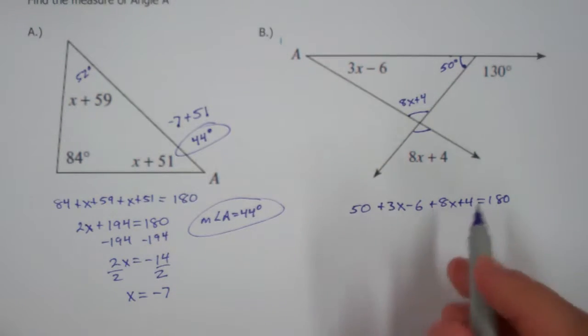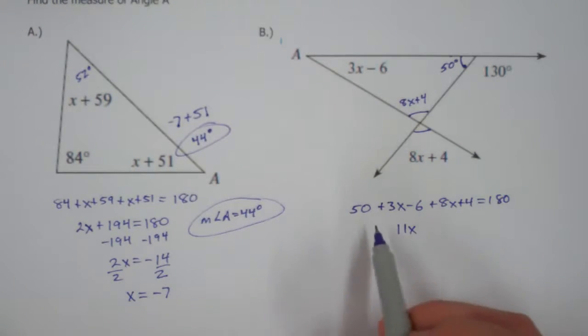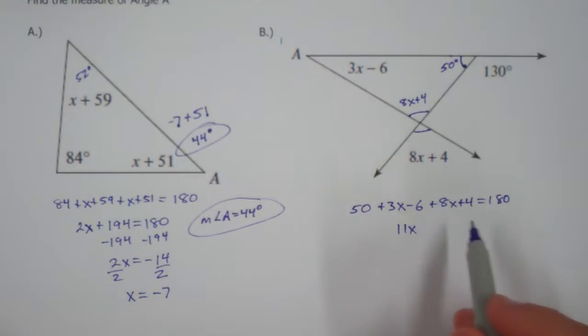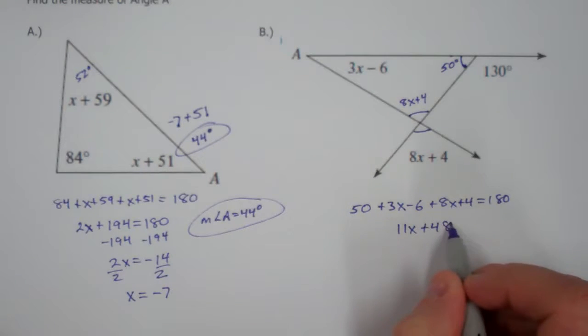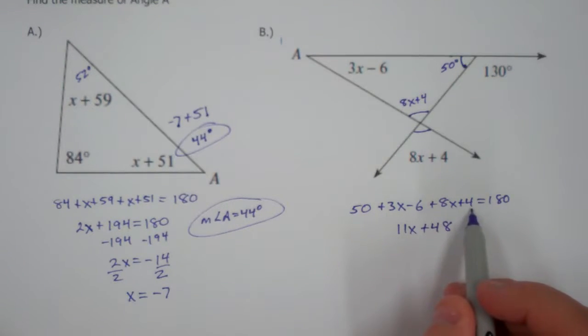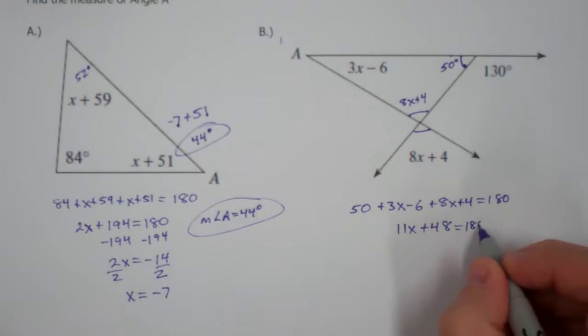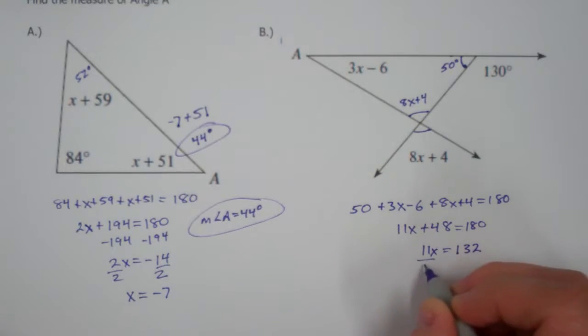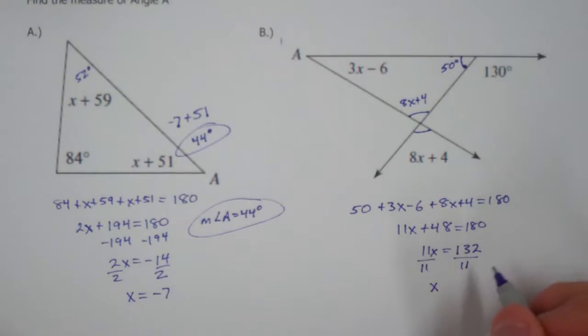Here let's combine like terms. 3x and 8x is 11x, and then we've got 50 minus 6, which is, oh boy, 44, and plus 4 would be 48, I think. Let me see if I've done that right. Negative 6 plus 4 is negative 2. Negative 2 and 50 is 48. Got it. So we've got 11x, and we're going to subtract 48 from each side, so that's going to be 132. And we'll divide this by 11. And I know that 11 times 11 is 121, and we're going to need one more of those. So I think 11 times 12 would be 132, or 132 divided by 11 is 12.